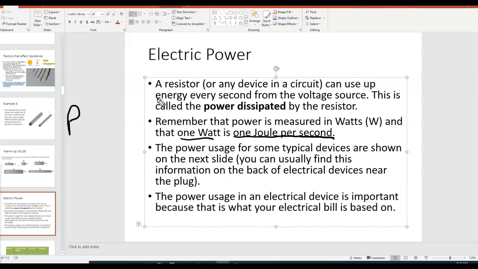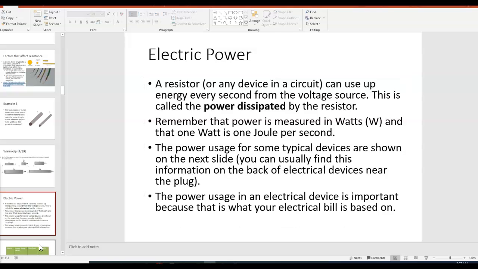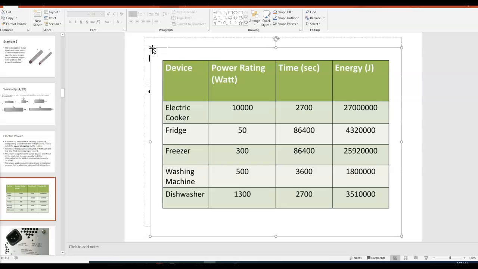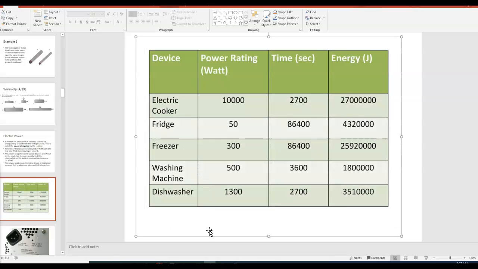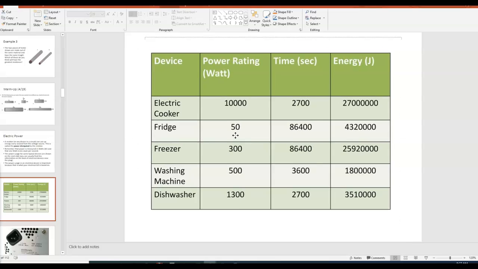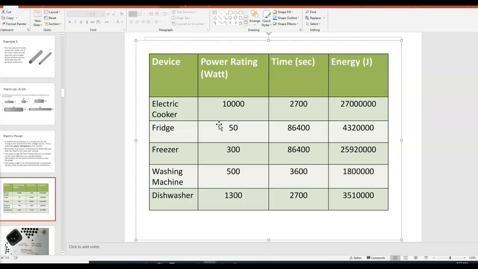Okay, so for example, let me just erase this and go to the next slide. Here's a chart that has just a very few different common devices you might see along with your power rating. Your refrigerator maybe has a power rating of 50 watts. It could be more, it could be less. That's just a rough estimate. Your freezer probably uses more power than that to keep things cold, maybe 300 watts. Your washing machine, maybe 500 watts. Dishwasher, maybe 1300. Your TV could use a couple hundred. Your computer could use, I don't know, a couple hundred watts. And all of those things add up.